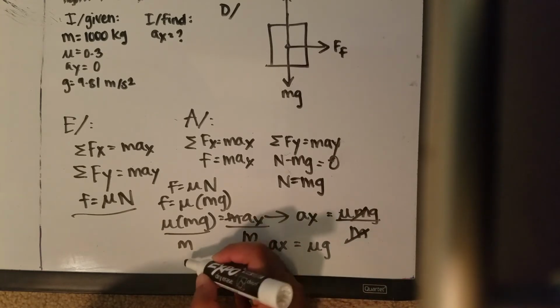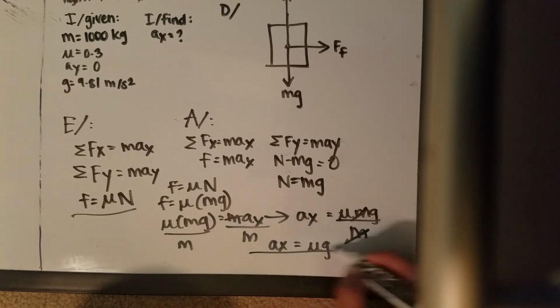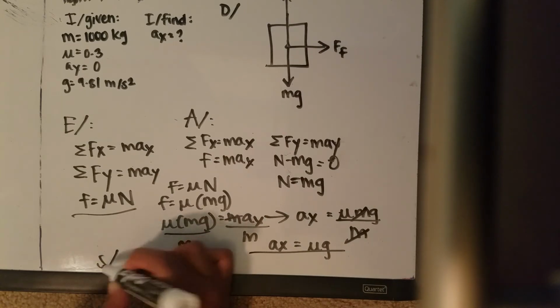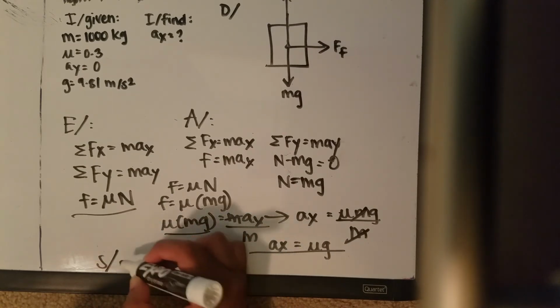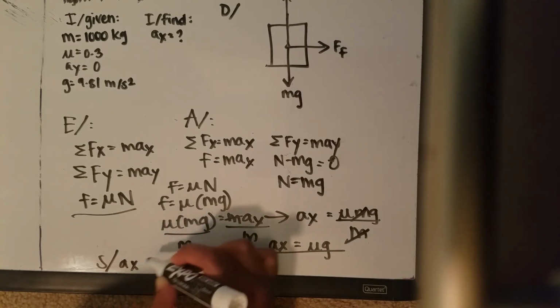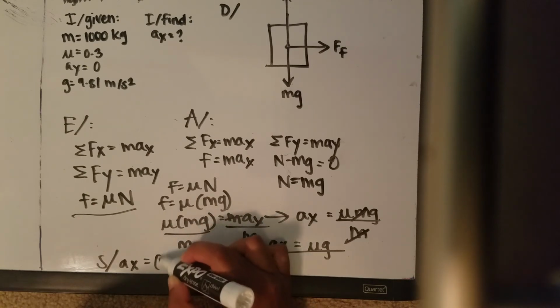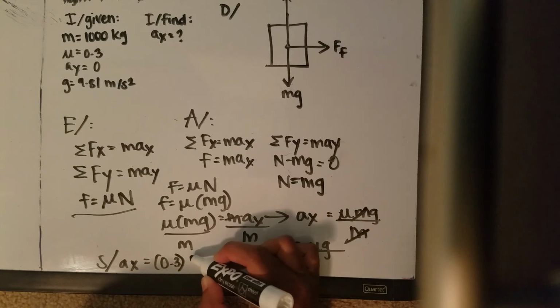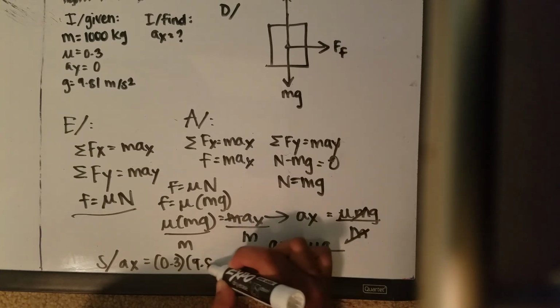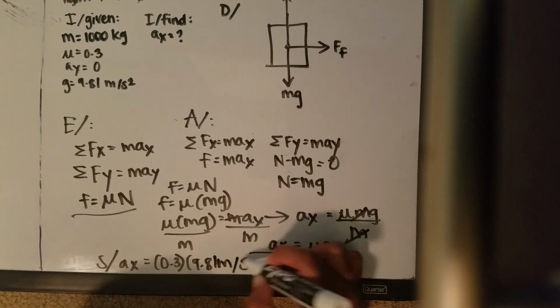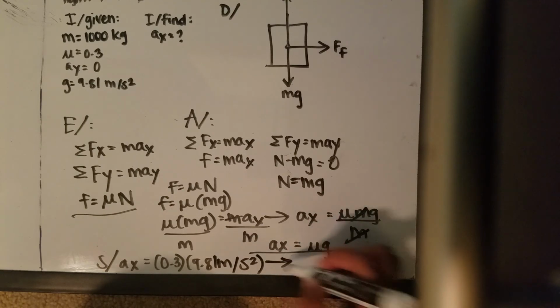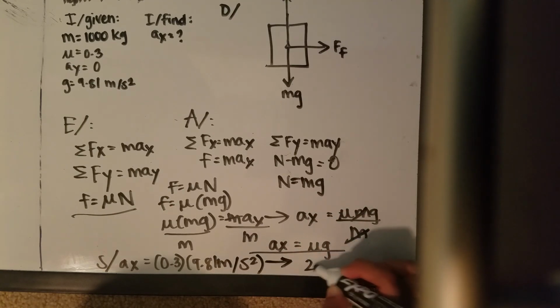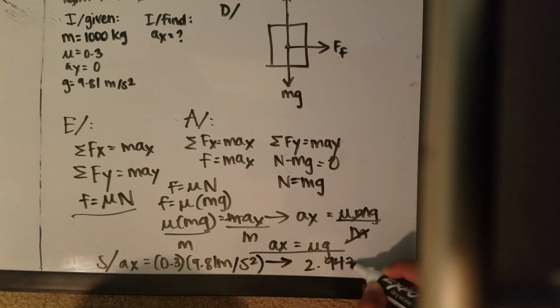That would be the analysis section, and moving on to the solution, you just plug in the values from the identify section: a_x is equal to mu, which is 0.3, times 9.81 meters per second squared. And so the horizontal acceleration for this car is 2.943 meters per second squared. That's your final answer.